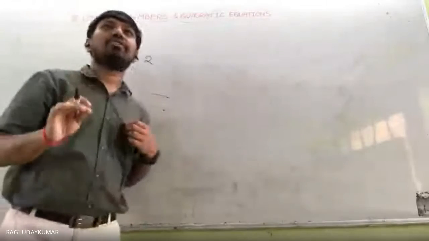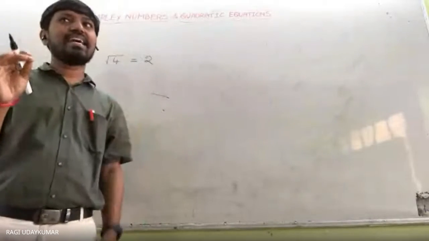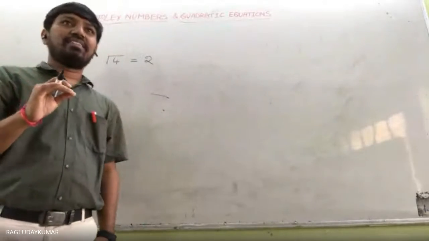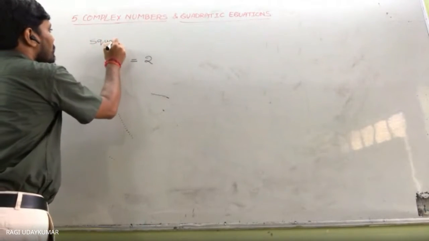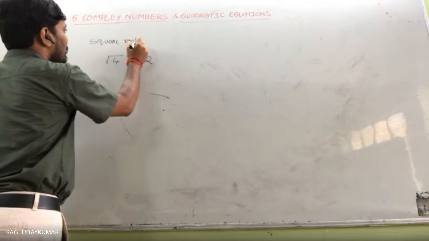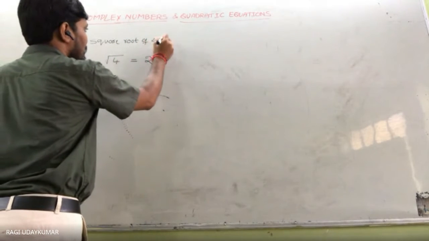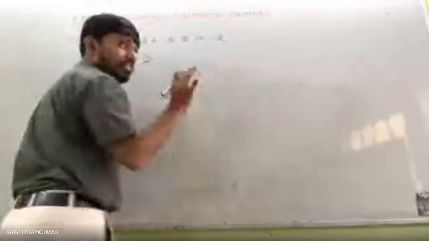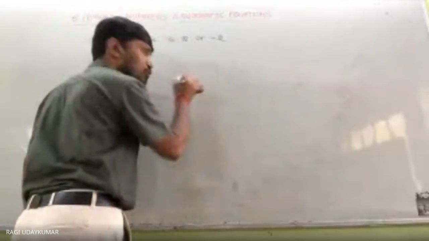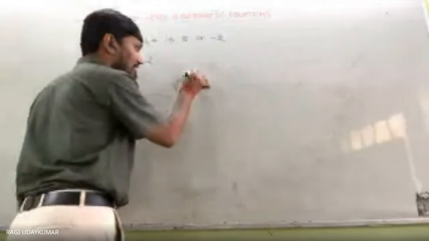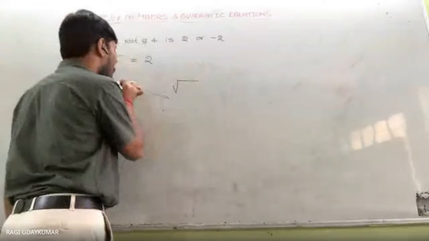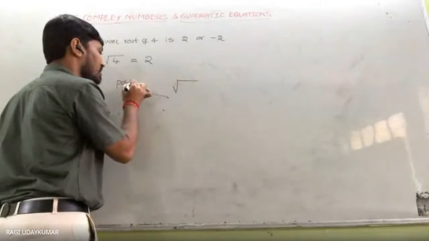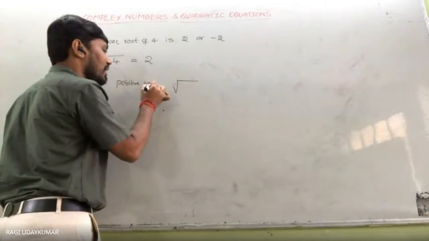This was given to you in your 9th class NCERT textbook. See here, square root of 4 could mean either 2 or minus 2. But whenever this symbol is used, it means the positive square root. Positive square root.